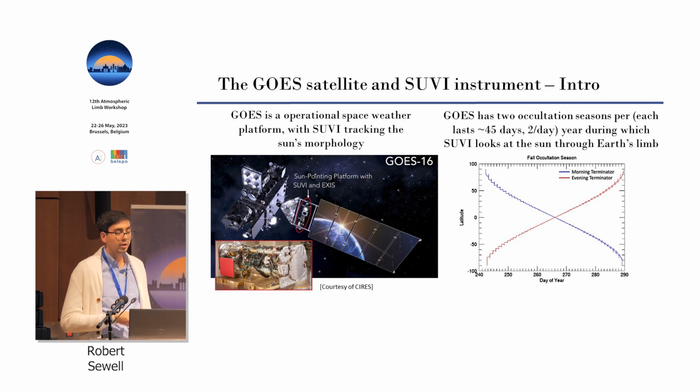And GOES undergoes 2 occultation seasons per year around the fall and spring equinoxes. These occultation seasons last about 45 days, and we get 2 occultation measurements per day, one on the dawn side and one on the dusk side, during which SUVI is still imaging the sun as it goes into occultation and looks through Earth's atmosphere on the limb. And we can use that to get the transmission through the Earth's atmosphere to use for modeling the Earth's thermosphere.